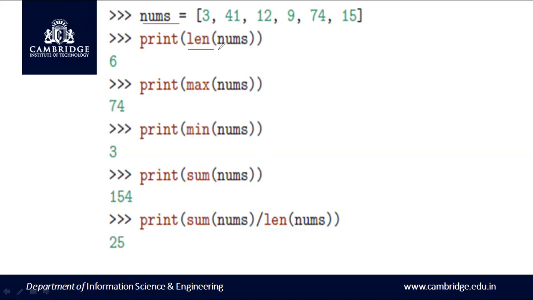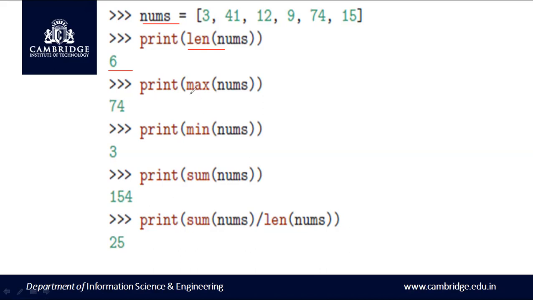The first one is the length function. As you all know, the length function returns the number of elements in the list. You can see here we have 6 numbers in the list, so 6 is displayed when we use the length function.